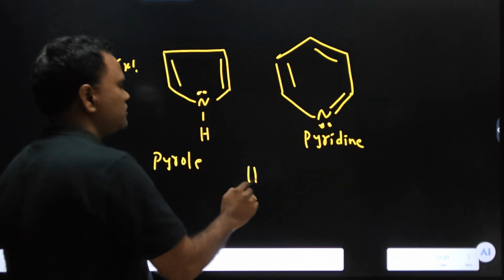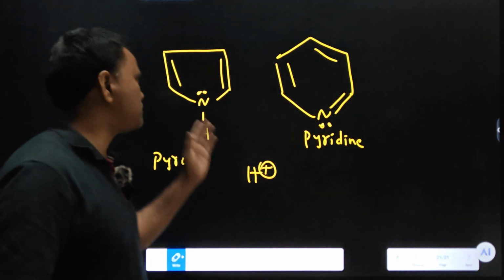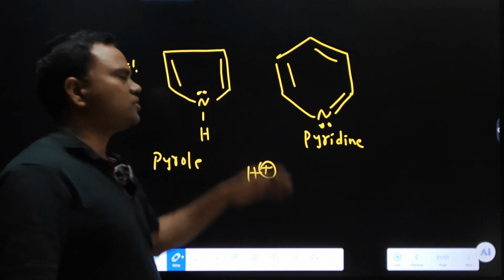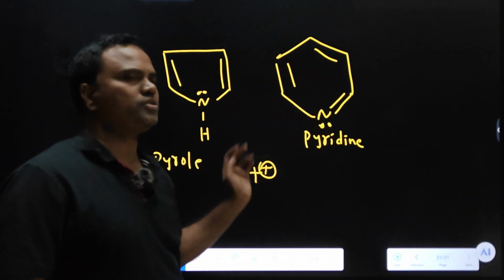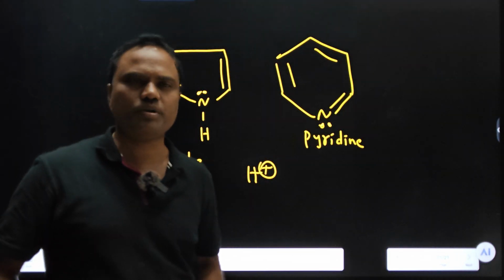Right. For example, let us consider proton. Proton is waiting for the electrons. If this nitrogen gives electrons easily to this H+, this compound is said to be a good base. If this nitrogen gives to H+ easily, then this compound is said to be a good base. Okay. This example depends on the concept of aromaticity.